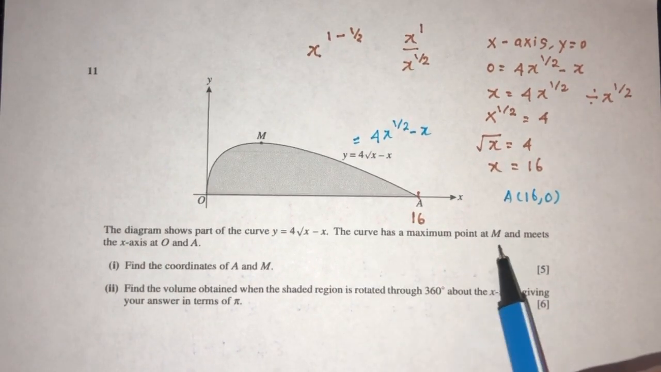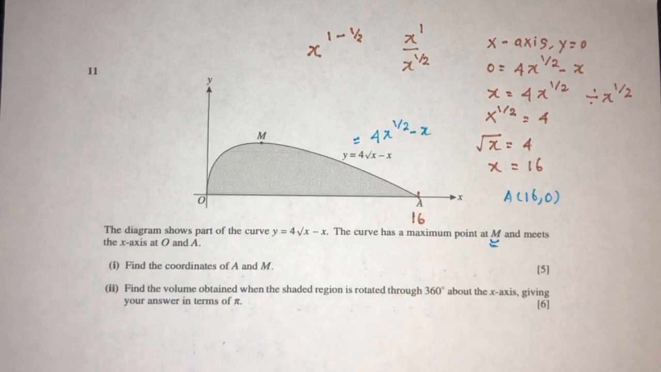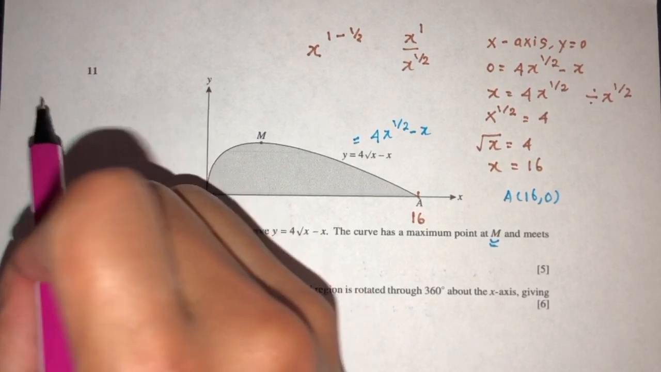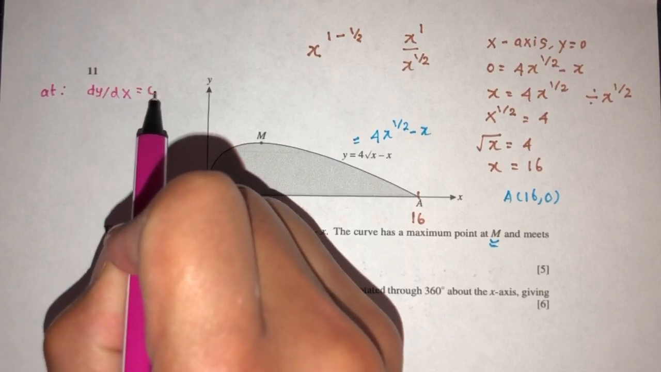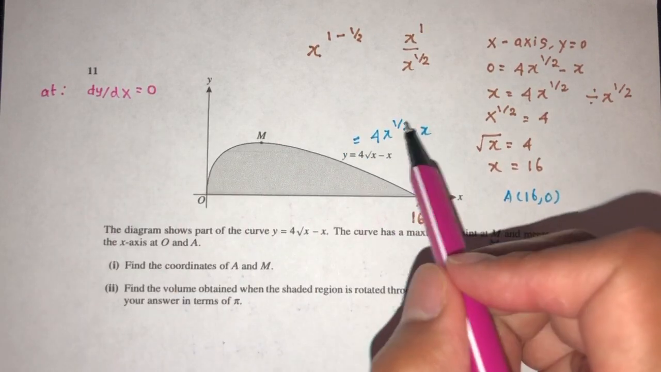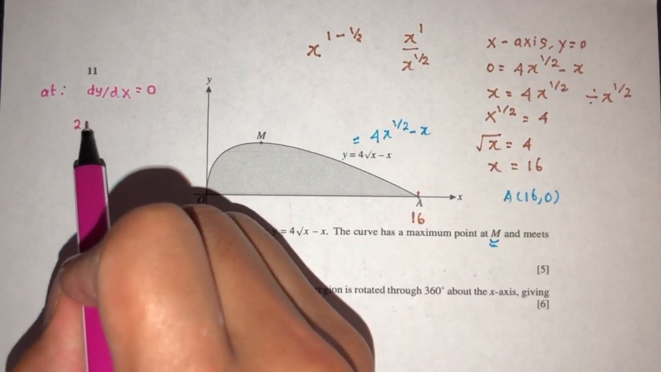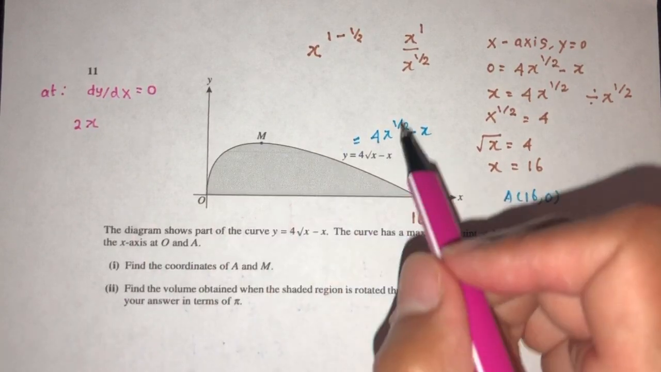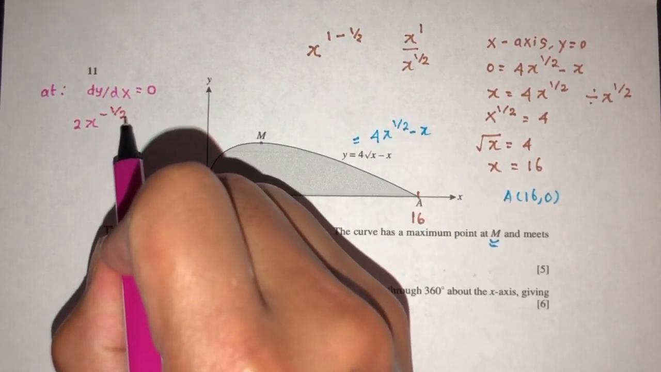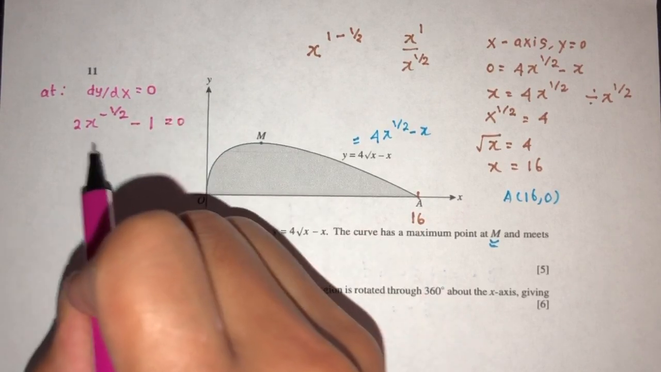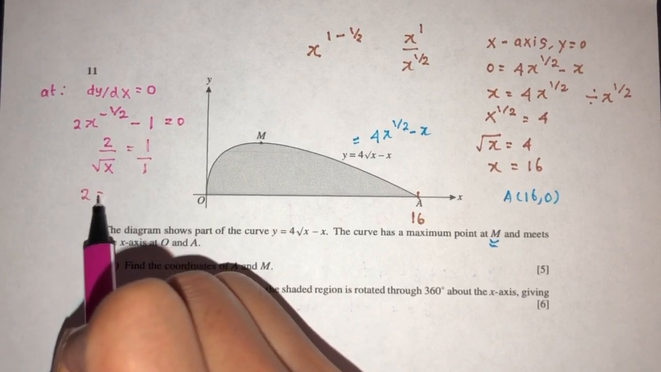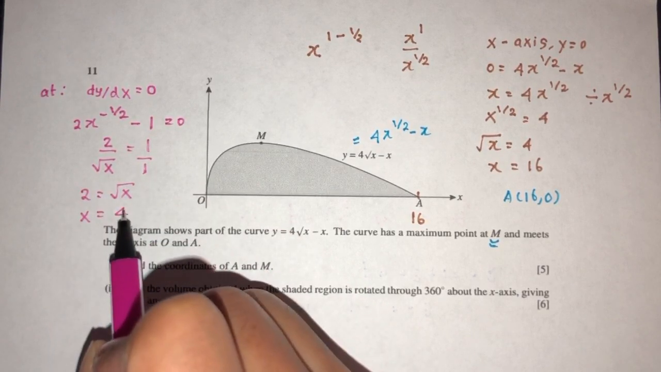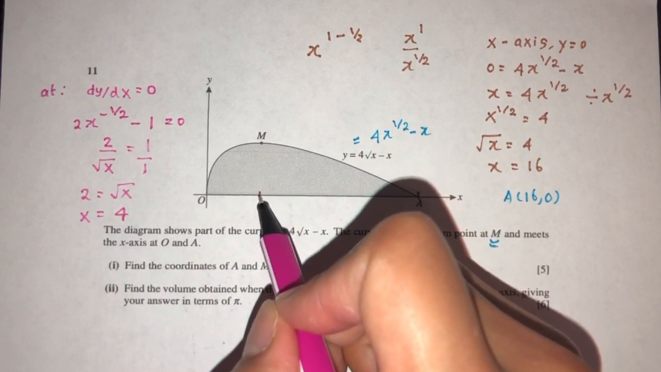Now the curve has a maximum point at M. Okay, so here we have M is the maximum point. Now, how would you find the maximum point? As we have seen before, you would say at max point or at stationary point, dy by dx has to be 0. So let's find dy by dx. First thing first, multiply by the power, that should be 2x, and then minus the power by 1, that should be minus half. Then obviously minus 1 is 0. So here you will have 2 over root of x is equal to 1. Cross multiply, you will have 2, that will be root x, and x will be the value of 4. So this is the value of 4 right here.